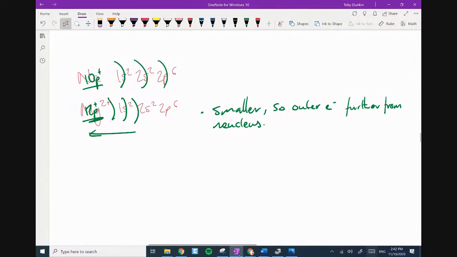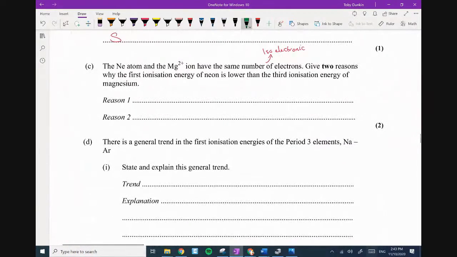Now, there is another one, and the last, third mark: magnesium is +2 compared to neutral neon. Neon, no charge. So trying to remove an electron from a positively charged ion is always harder. So great question. You can give whichever reason; it says just give 2.